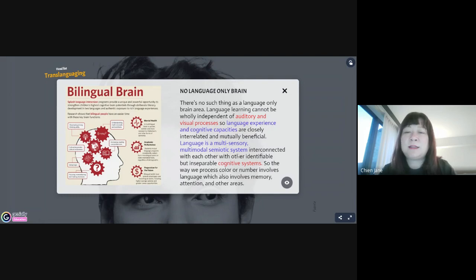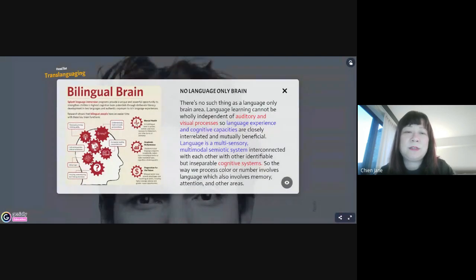Multimodal semiotic system, meaning multimodal. There are different modes. Multimodal is like what you're seeing: you're listening to my lecture, you're reading the text, but you're also looking at the images right here, right? So it's a multimodal semiotic, meaning-conveying system. Okay, using symbols to convey meaning. These are all symbols.